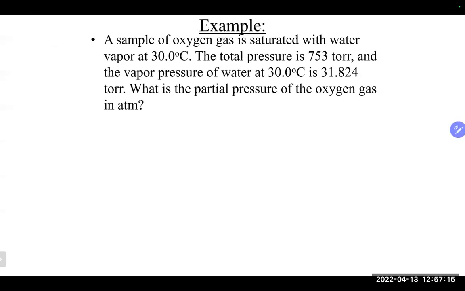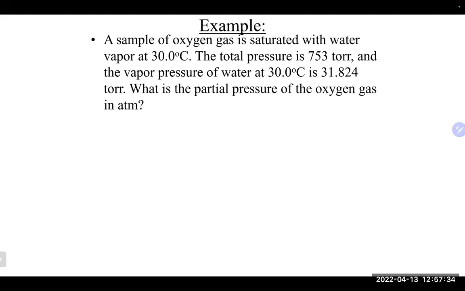So in a problem like this, a sample of oxygen gas is saturated with water vapor at 30 degrees Celsius. The total pressure is 753 torr. The vapor pressure of water at 30 degrees is 31.824 torr. What is the partial pressure of the oxygen gas?